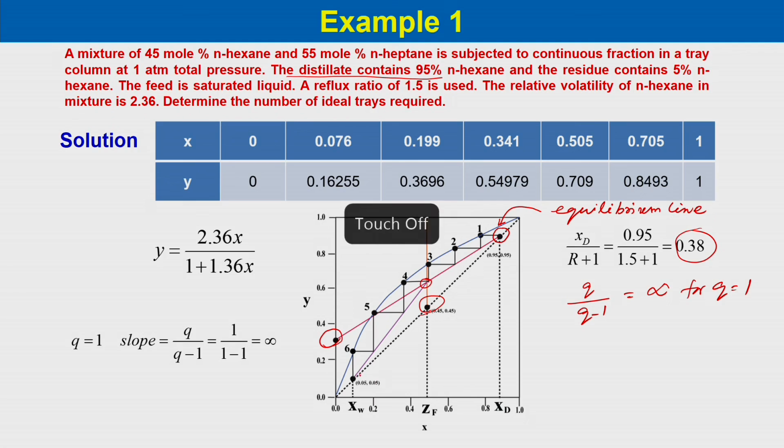Since the bottom composition, that is the residue composition, is 5 mole percent n-hexane, it is known. So, 0.05, 0.05, this location is known, and the intersection point between the q line and the rectifying section operating line is known. So, we will join these points and get the stripping section operating line.